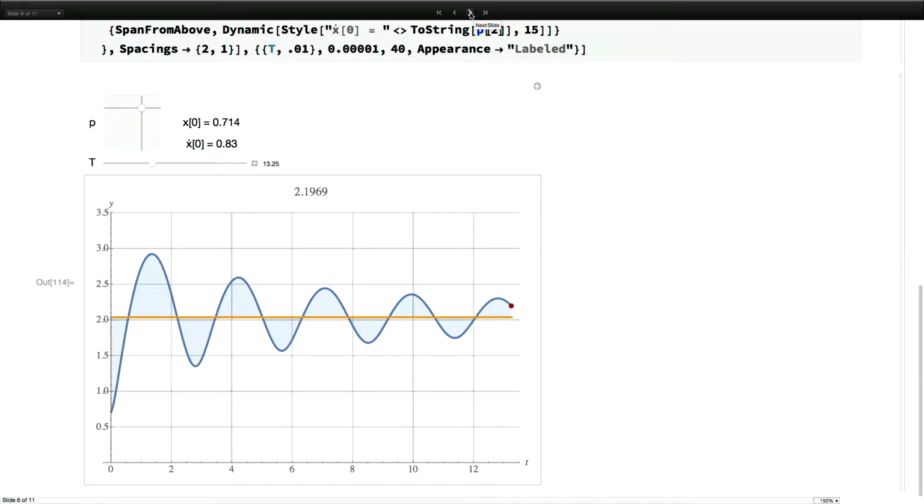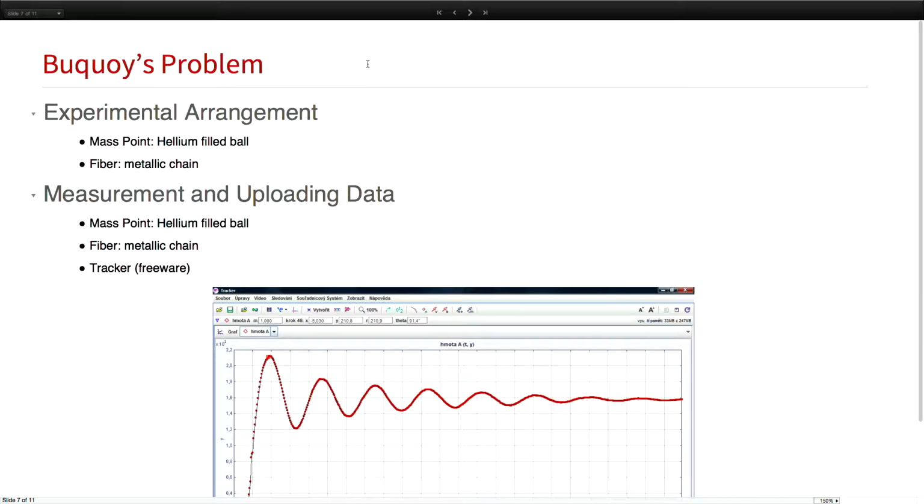I will show you recordings of this experiment. What we need as a mass point is a helium-filled ball, and also some appropriate fiber. You cannot arrange the experiment with a light fiber, because we don't have a drone, for example, for recording at some high altitude. So we found an appropriate metallic chain with good linear density. I will show you this experiment.